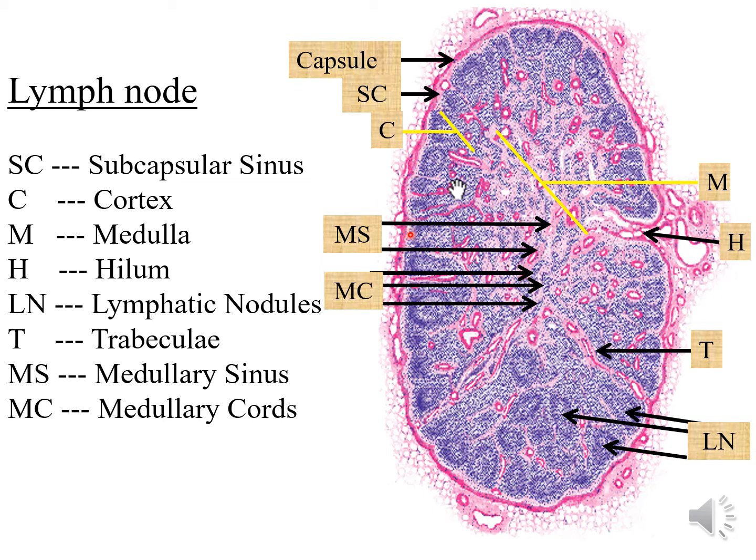From the subcapsular sinus these trabecular extensions are going in, penetrating between the lymphatic nodules, and as we have earlier discussed, the lymphatic nodules are stained lightly in the center, known as the germinal center, and in the periphery they are known as the mantle or marginal layer. In the medullary area we have medullary sinuses and medullary cords. The lymphocytes in the medulla are arranged in the shape of cords. We name them medullary cords.